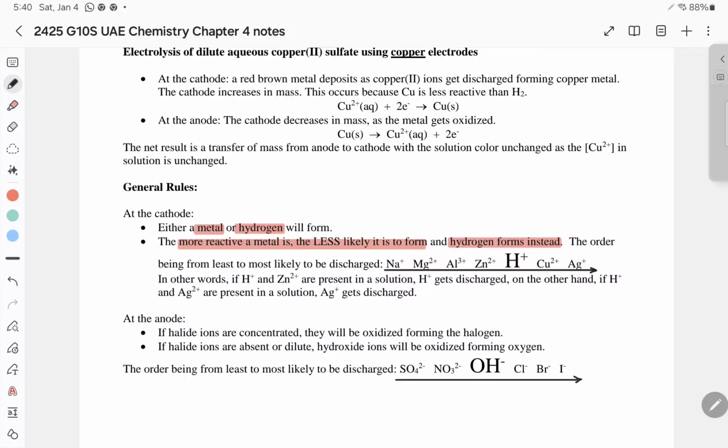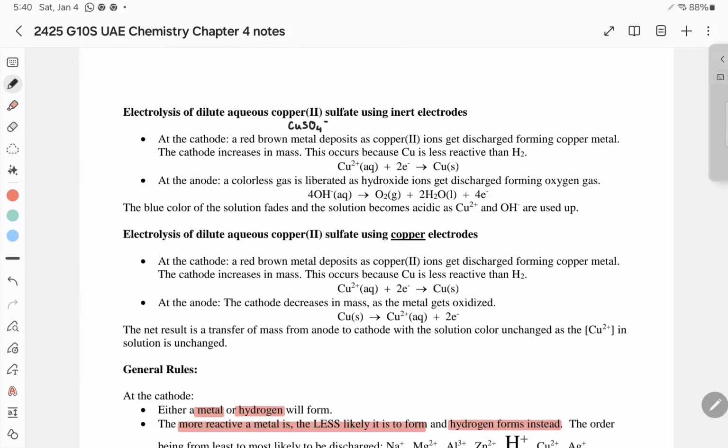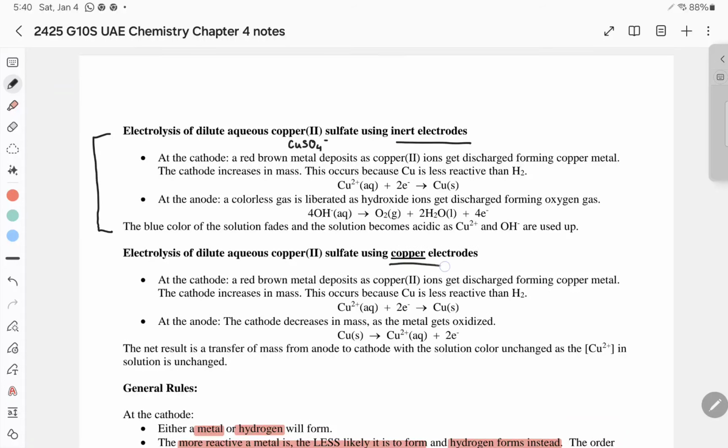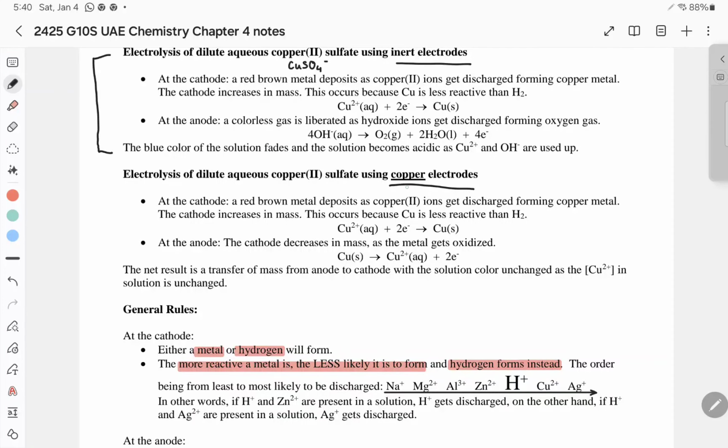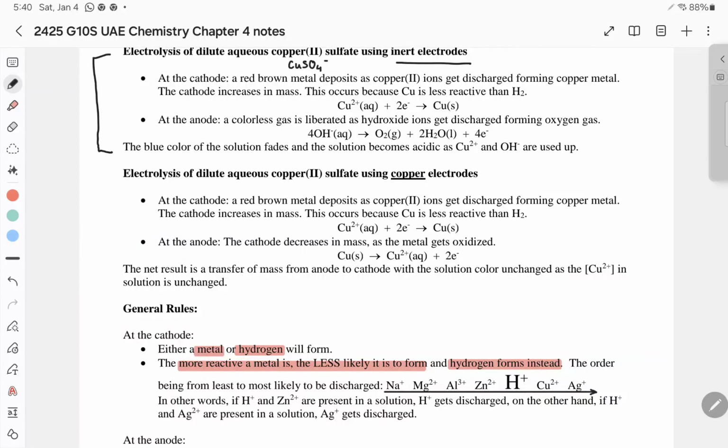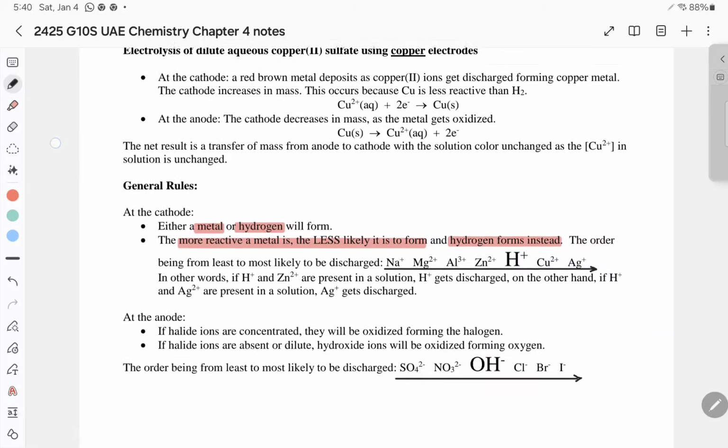So the next part is telling us about, read these parts to understand them, by the way. It's when you use electrolysis with inert electrodes or with copper electrodes. When you do it with inert electrodes, the electrodes themselves aren't affecting the reaction happening, whereas when you use copper, which is something that gets affected by the copper sulfate, it will change the products that you get from your electrolysis.